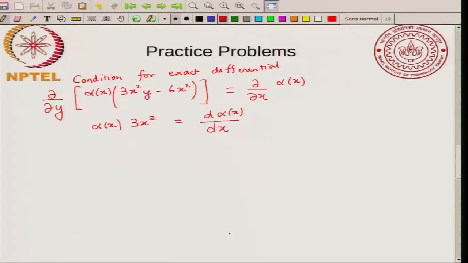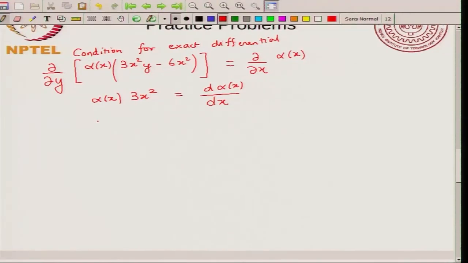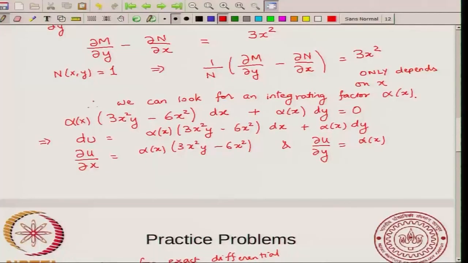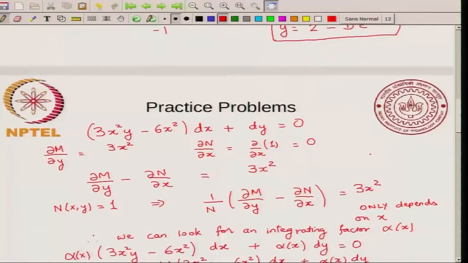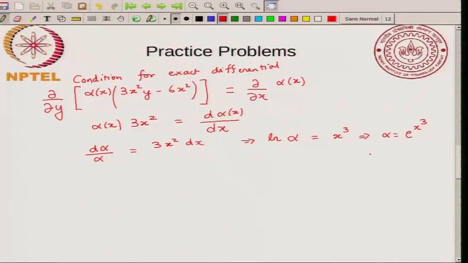I can rewrite this as d alpha by alpha is equal to 3x square dx. And if you integrate both sides, you will get natural log of alpha is equal to x cube, or alpha equal to e raised to x cube. I am not writing the constant of integration, that will not be necessary here. You recall we had this factor of e raised to minus x cube in the actual solution, and we will quickly see how this will also give the same result.